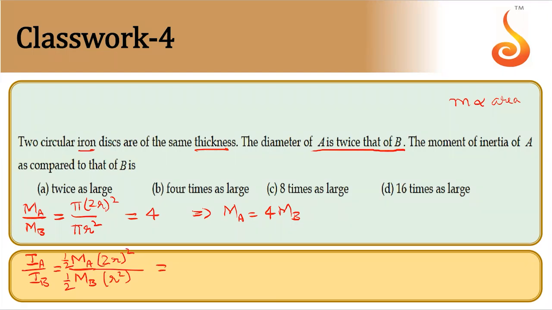So MA by MB is 4. Half gets cancelled, r square gets cancelled. 2 square is again 4. That will be 16. So IA is 16 times IB. That is option D.